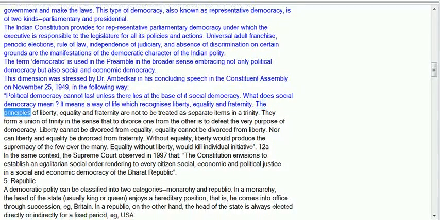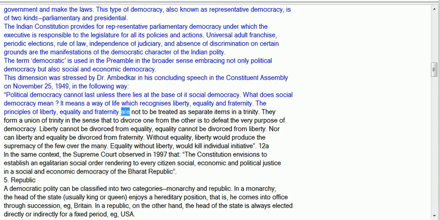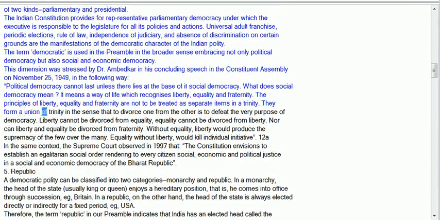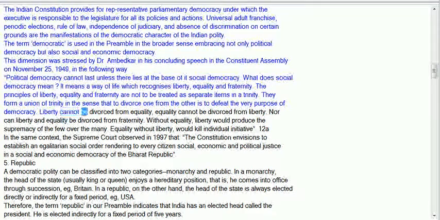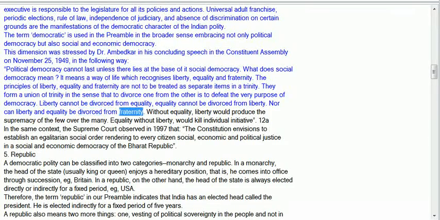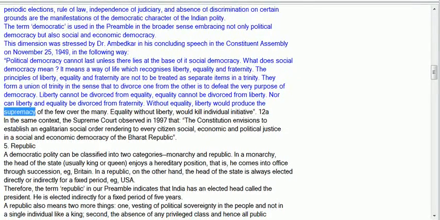The principles of liberty, equality, and fraternity are not to be treated as separate items in a trinity. They form a union of trinity in the sense that to divorce one from the other is to defeat the very purpose of democracy. Liberty cannot be divorced from equality, equality cannot be divorced from liberty. Nor can liberty and equality be divorced from fraternity. Without equality, liberty would produce the supremacy of the few over the many. Equality without liberty would kill individual initiative.